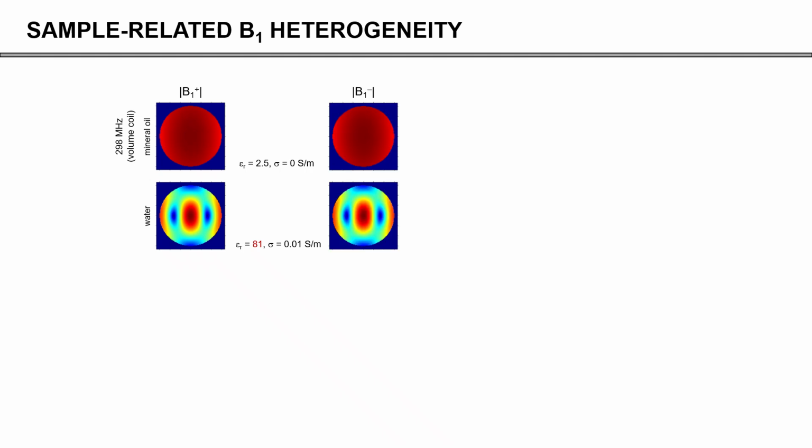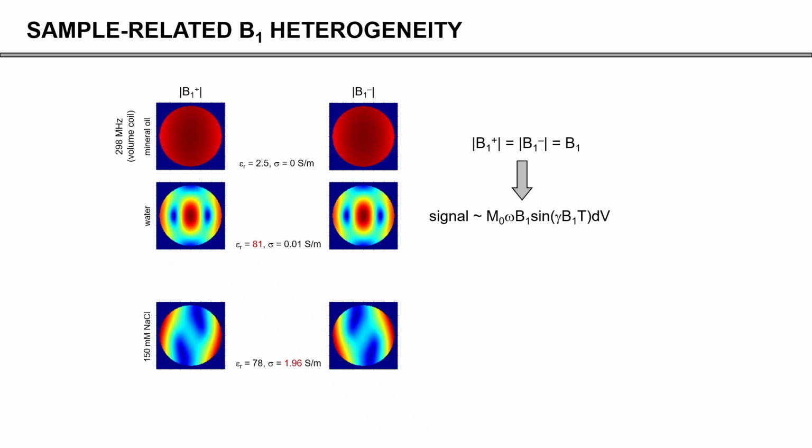Now, as I alluded to earlier, during the reception stage, you're going to have a different B1 field that's referred to as B1 minus. However, in these two cases, they are basically the same. And that's basically true for non-conducting samples, then the equation on the previous slide is indeed true, and the B1 for reception and the B1 for transmission are one and the same. However, things do change if I now add sodium chloride to the water.